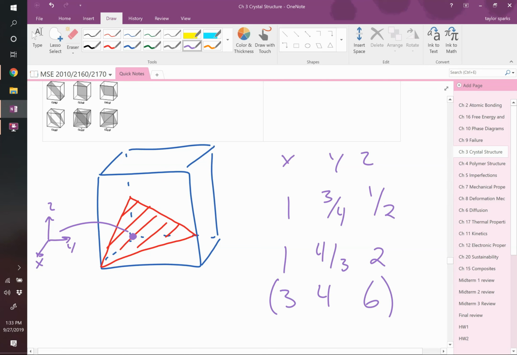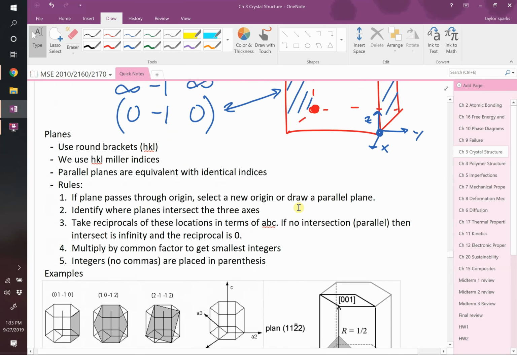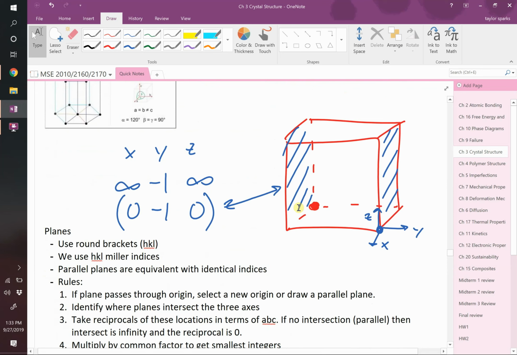I'm confused about the first thing, why it doesn't intersect y at 0. Why does it intersect at -1? Okay, so this question typically comes up. In other words, if I chose my origin here, this is the same family of planes. This one we can't do, but we could label this one, and this plane in terms of this origin would be 0, 1, 0. The 0, 1, 0 and the 0, -1, 0 are in the same family of planes.